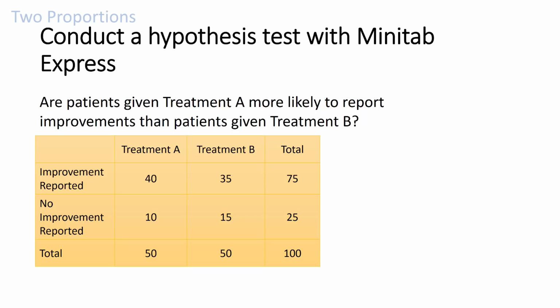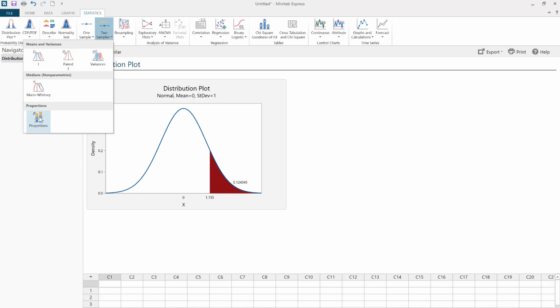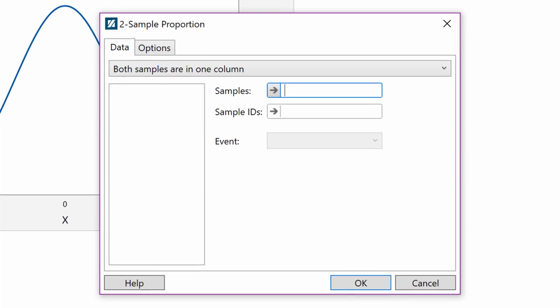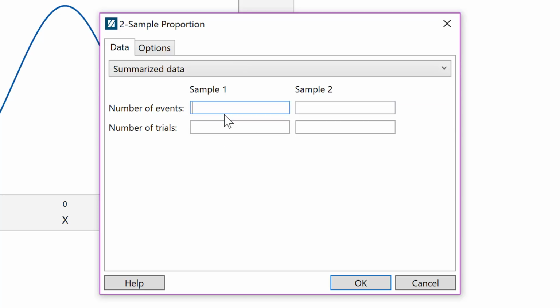Next, I'll take you to Minitab Express to show you how this same example could be worked through there more efficiently. Again, I'll go to Statistics, 2 Samples, Proportions. If you're on a Mac, it's Statistics, 2 Sample Inference, Proportions. We have Summarized Data. Sample 1 was treatment A. There were 40 successes out of 50. And sample 2 was treatment B. There were 35 successes out of 50.